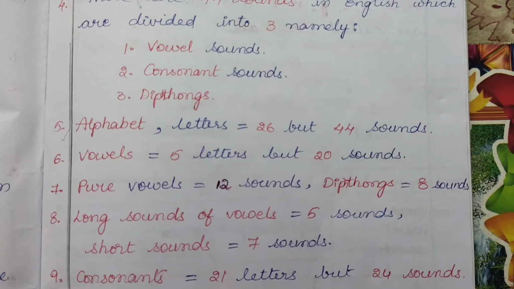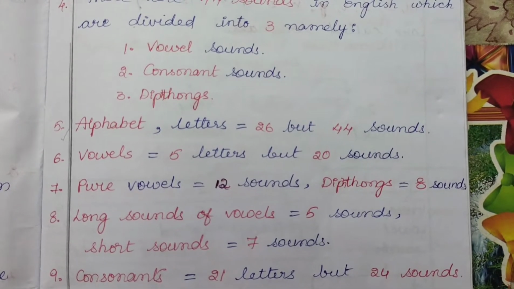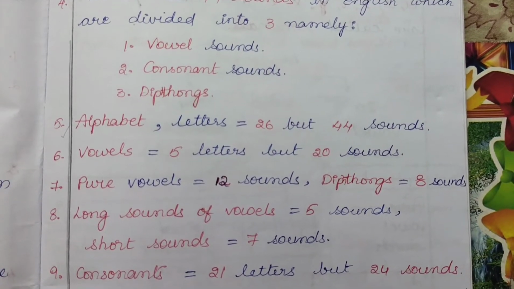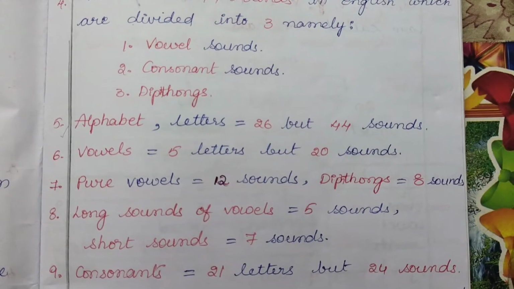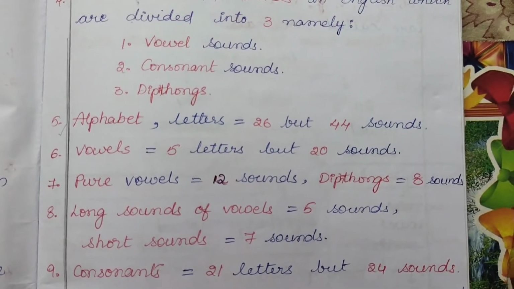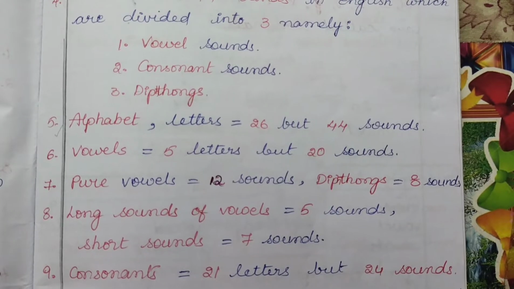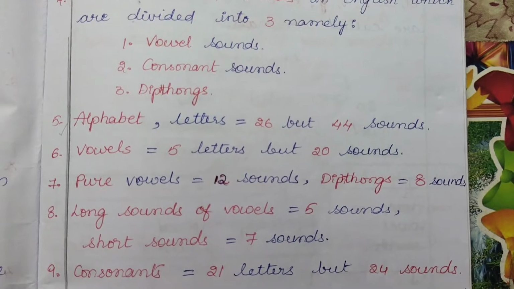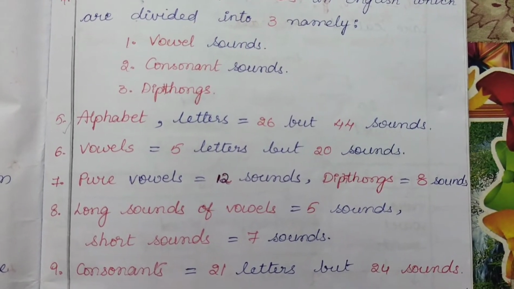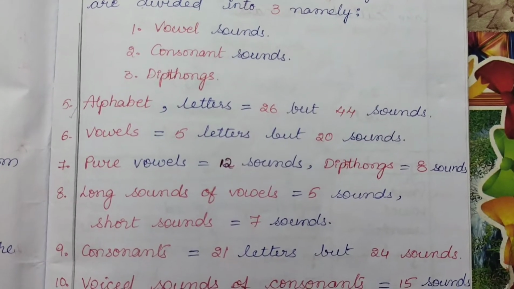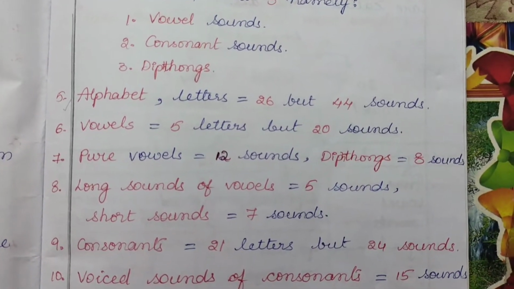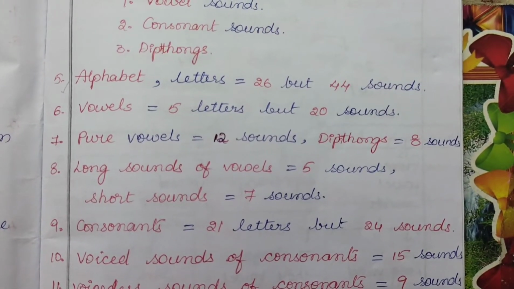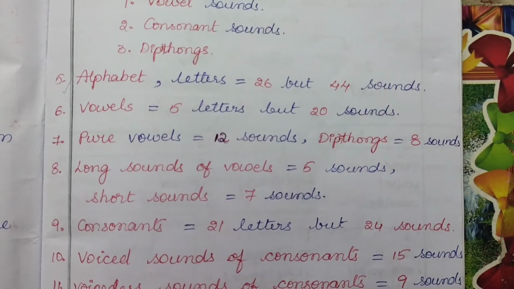5 vowel letters give us 20 sounds. Those 20 are again divided into 12 pure vowel sounds and 8 diphthongs. These 12 sounds are again divided into 5 long vowel sounds and 7 short vowel sounds. The 21 consonants give us 24 sounds. In that 24, voiced sounds are 15 and voiceless sounds are 9.